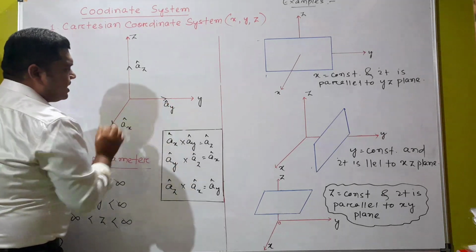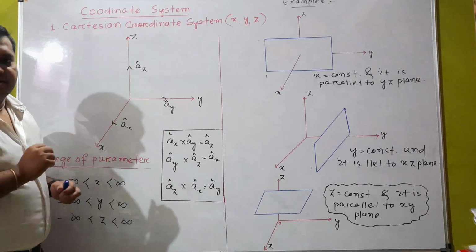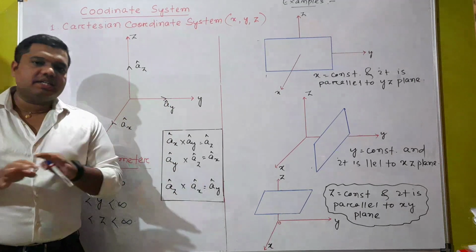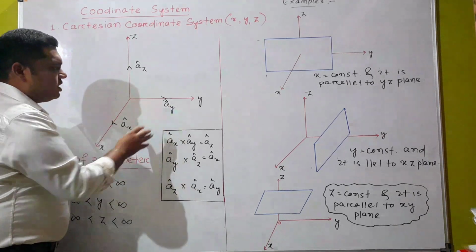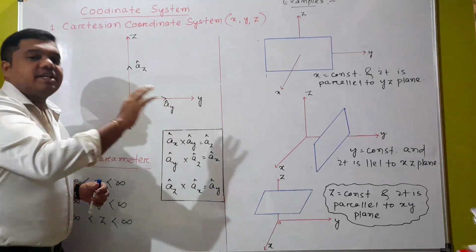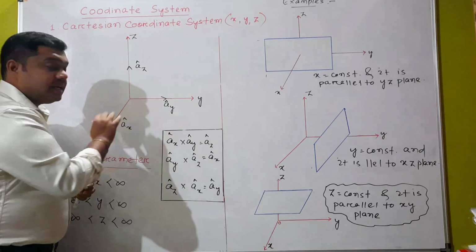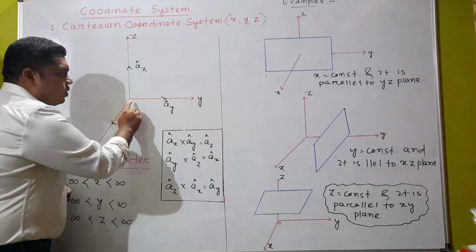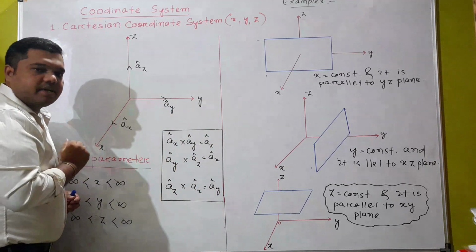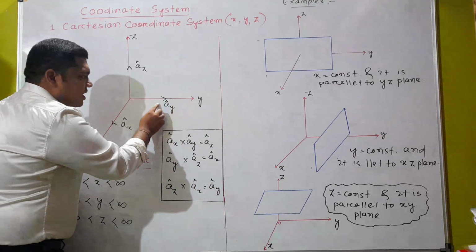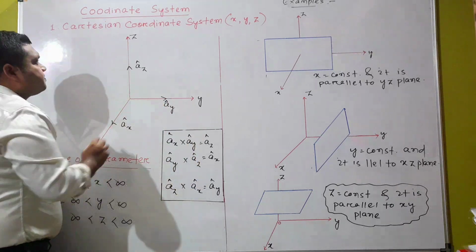Here a_y cap represents the unit vector. What is a unit vector? That is a vector divided by its magnitude. This unit vector direction is always in the increasing direction of the parameter. What is the increasing direction of the parameter? Look, in this direction the y value increases, so the y parameter increases. That's why a_y cap is in this direction.